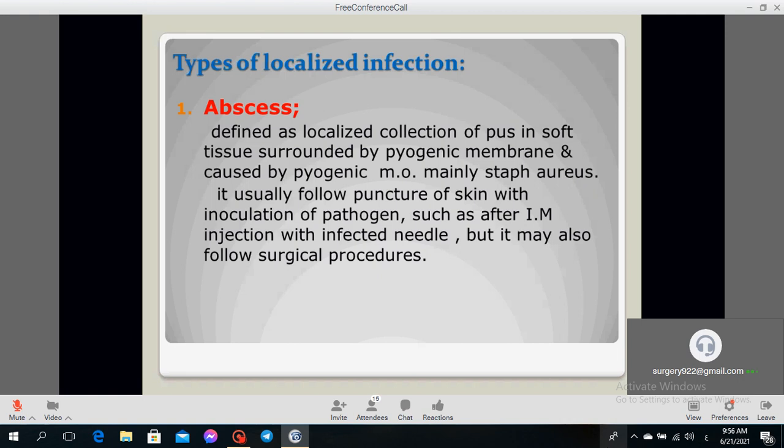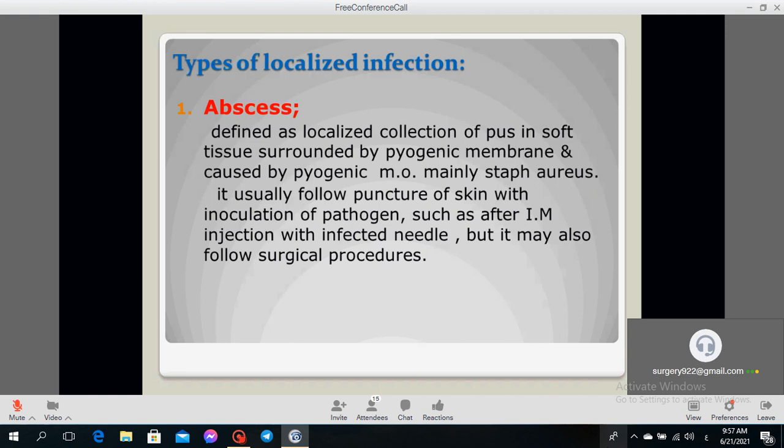Abscess is very important and we should know what is the meaning of abscess, how we can diagnose abscess, and how we deal with abscess. Okay, so abscess is defined as a pus collection in the tissue, and this pus usually is surrounded by a pyogenic membrane, caused by pathological microorganisms, usually staph aureus. So the abscess is a pus collection.